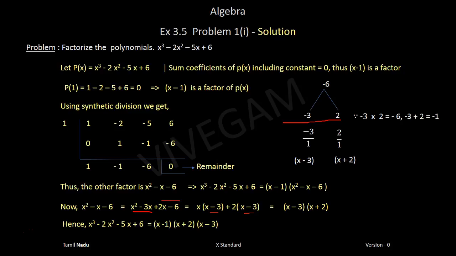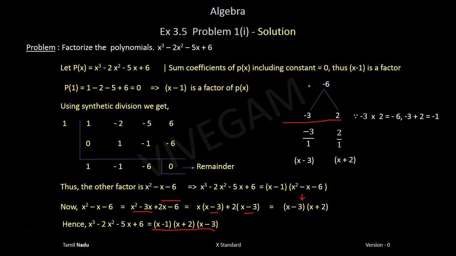Now, what will happen? This cubic function will be equal to x minus 1 into this, but this is equal to x minus 3 into x plus 2. So we can write this cubic function as x minus 1 into x plus 2 into x minus 3. So now we have factorized the cubic function. This is your final answer. Right? It's pretty simple, isn't it?